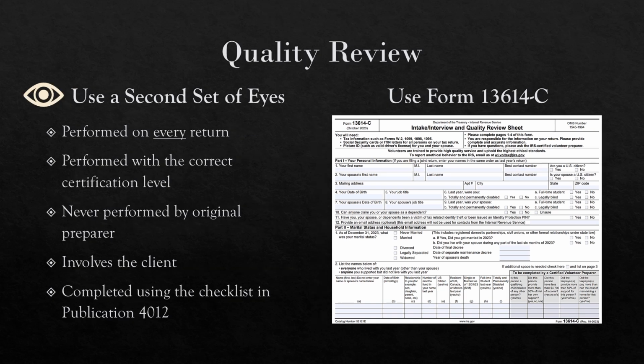After the return has been prepared, we have our quality review, and we commonly refer to this as our second set of eyes. Again, we are using our intake form because it's the intake interview and quality review sheet. It helps organize your quality review so that you can make sure that you get everything. Again, with the quality review, you are involving the taxpayer. You're asking questions if you see things that conflict, in order to make sure that the return is prepared correctly.